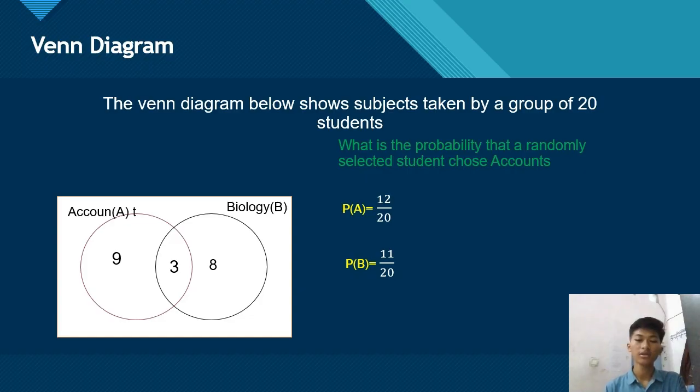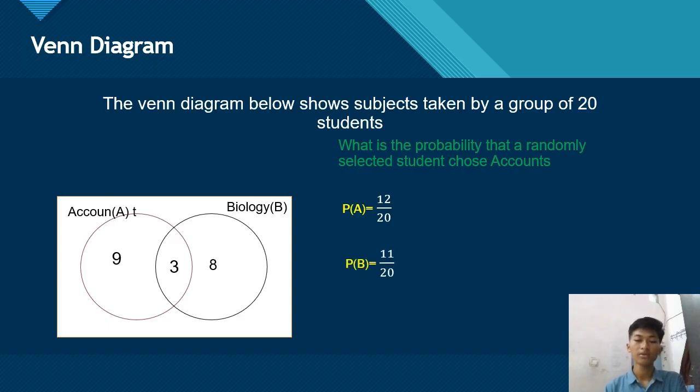The next question: the probability that a selected student takes biology is x plus 3. This is 11 over 20, where 20 is the total. And then the probability of accounts and biology: it is the intersection, the students taking both courses, accounts and biology, which is 3 over 20.